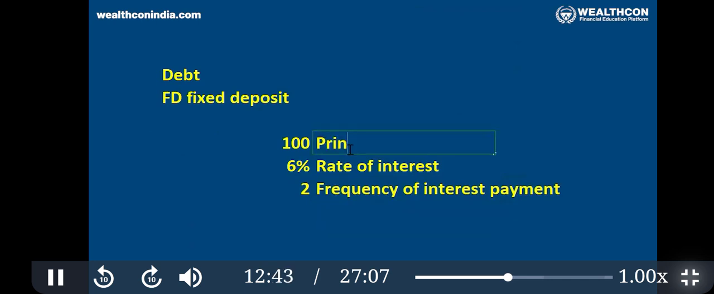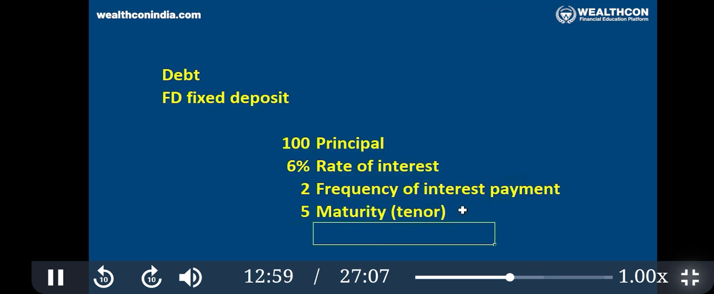And at the beginning, whatever the amount we give is the principal. And if you do FD for 5 years, we call this maturity and tenor. Tenor means time, how much time is left to expire. It is also called the number of years. So these, you already know in an FD, right?